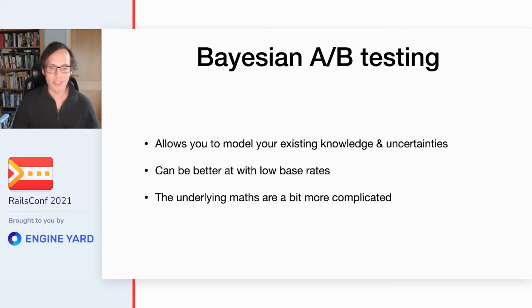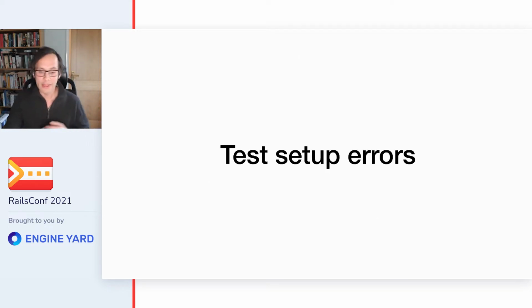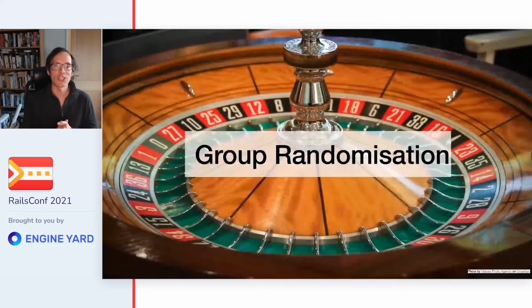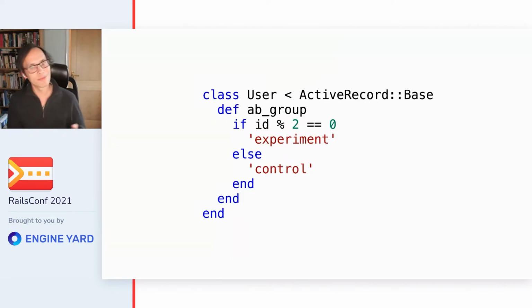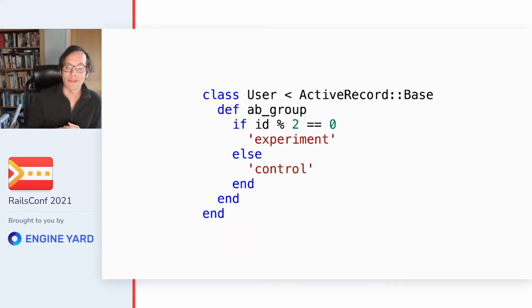Unfortunately, things can go wrong from the start. And the most important thing is group randomization. Everything rests on this. If you get this wrong, then all bets are off as to the validity of your test. So about 10 years ago, I wrote this slide, or these few lines of code.